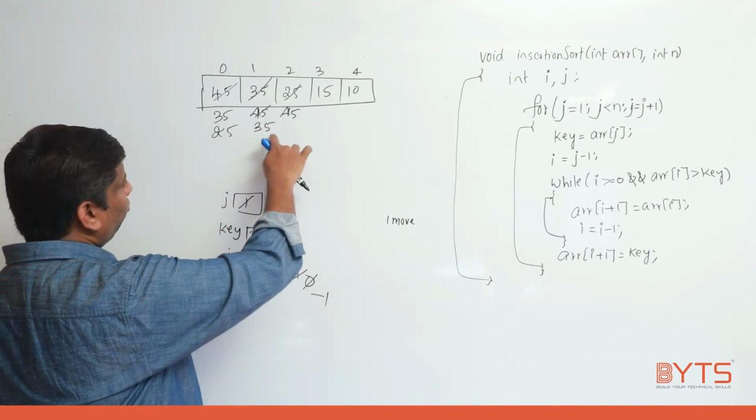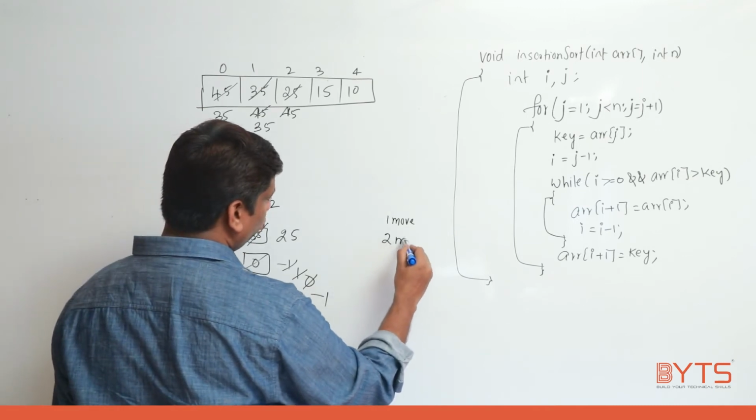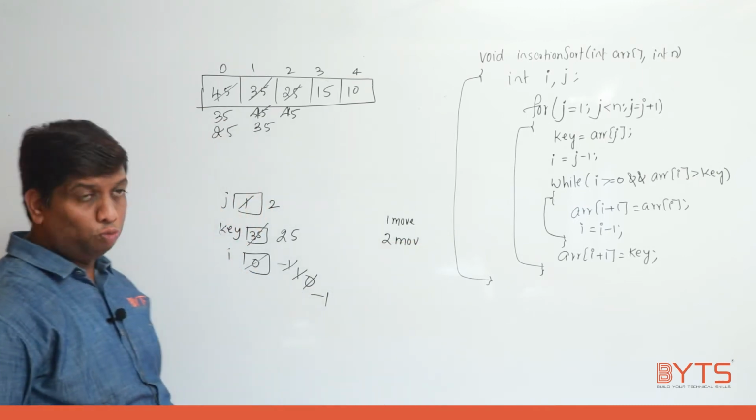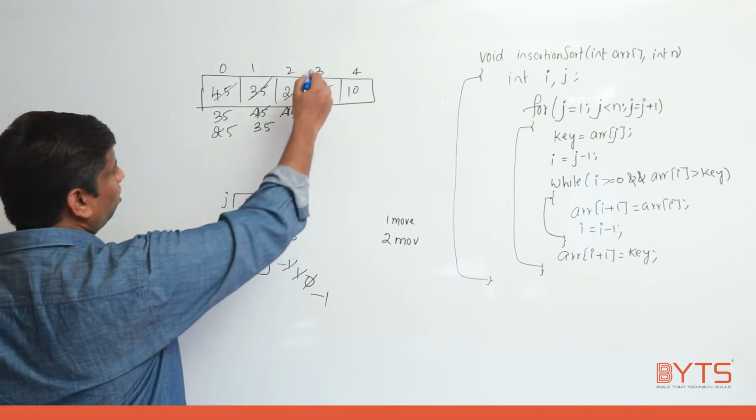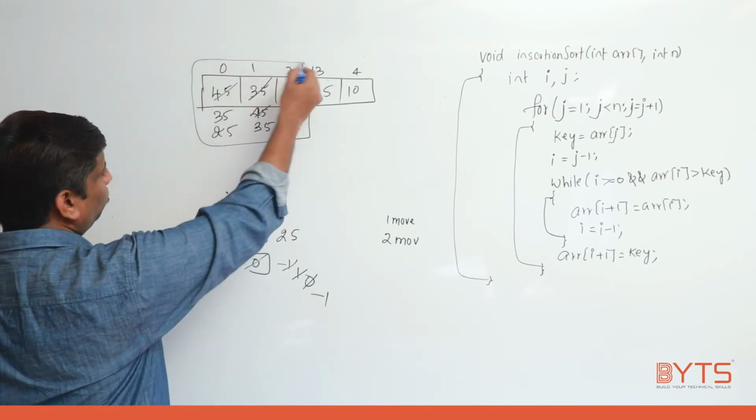So here I did how many? 45 came here, 35 came here. Total I need how many movements? 2 movements. Remember that, total I did 2 movements. So next, the same case: at this point of time this array is sorted. I hope this is very clear.